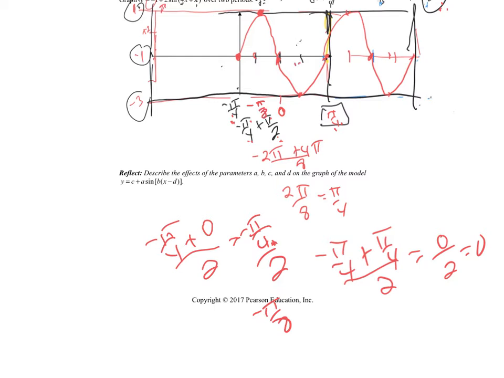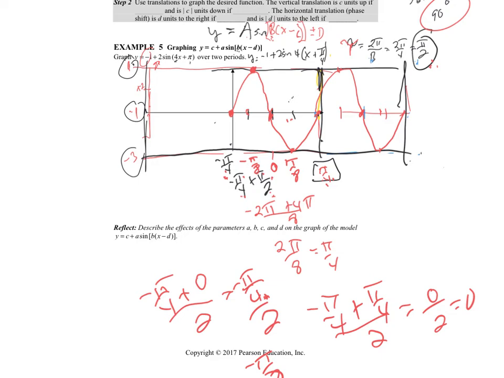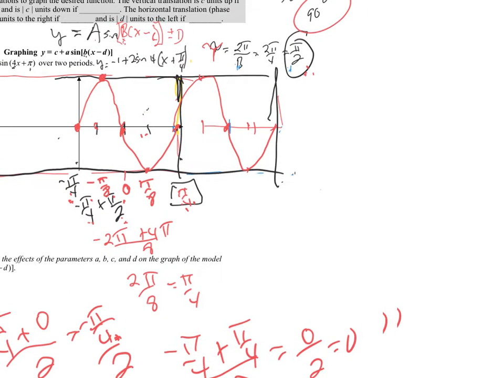This number between 0 and pi over 4, if you add them together, I get pi over 4 divided by 2, which is a positive pi over 8. There's one complete cycle. I'll do one more cycle. Here goes. I'm going to use this cycle here.